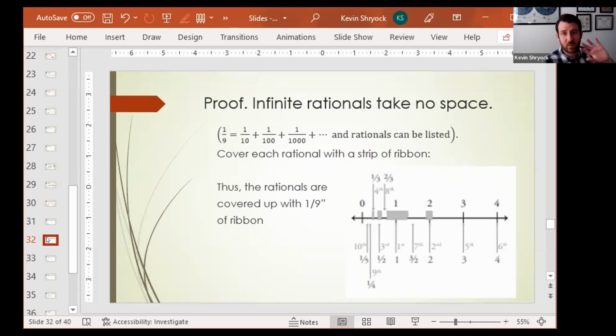You want to talk about the negatives? Fine. Repeat the exercise over there. You get 2/9 of an inch. Like we're just covering, like I can cover it all up with ribbon. And I can cover it all up with a specific amount, 1/9 of an inch of ribbon.